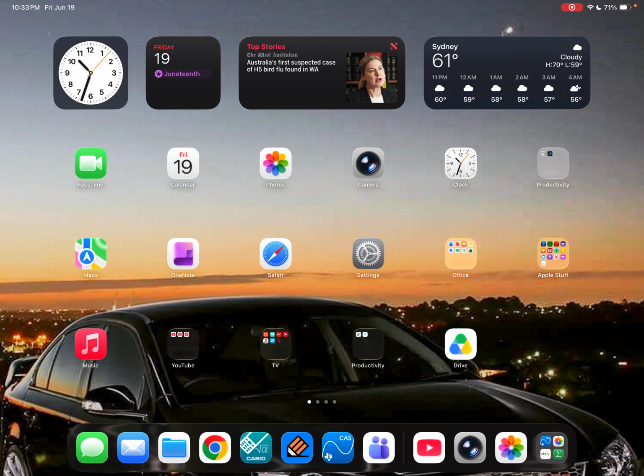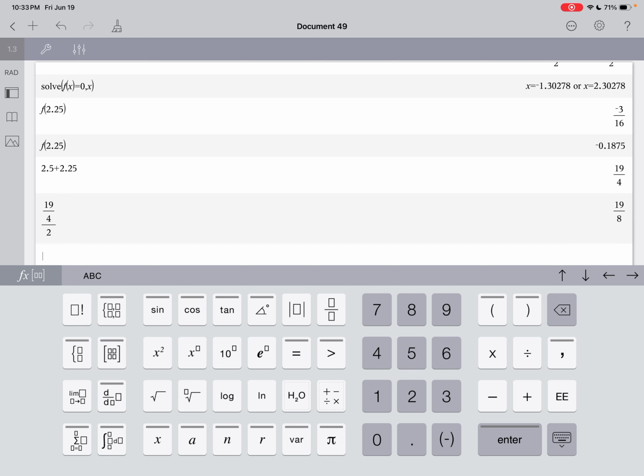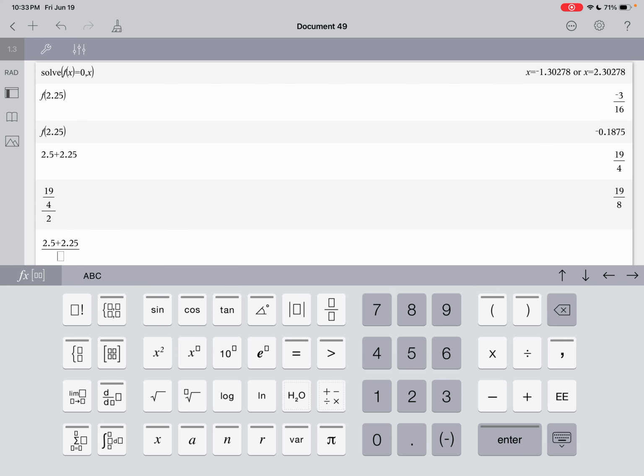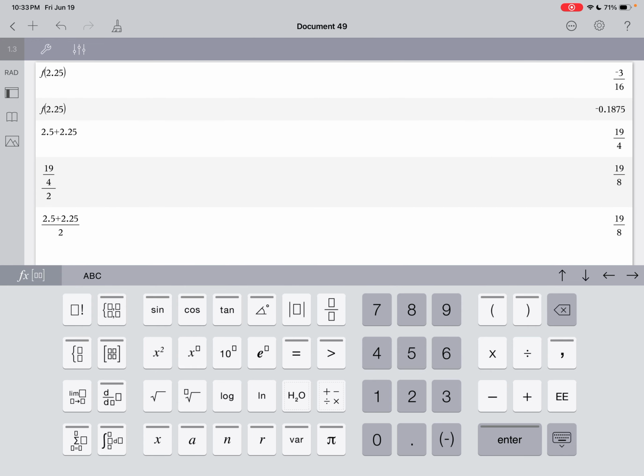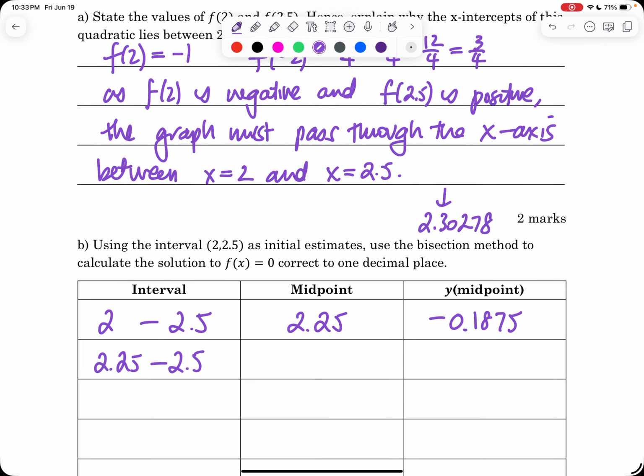So the midpoint is 2.5 plus 2.25 divided by 2. This is why I hate this calculator. So 2.375.